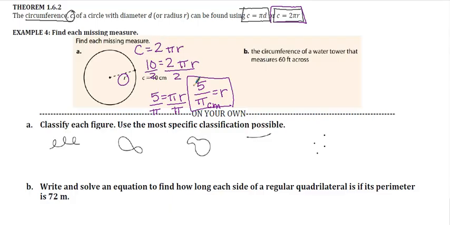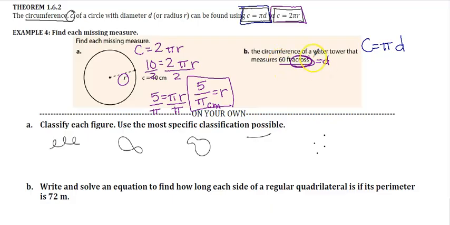Let's look at B. The circumference of a water tower that measures 60 feet across. Well, if we're going 60 feet across, that across is what? Is it the diameter or is it the radius? All the way across is a diameter. And we're talking about this water tower. So now, let's change it up. We're going to use this new formula: C equals pi times d.